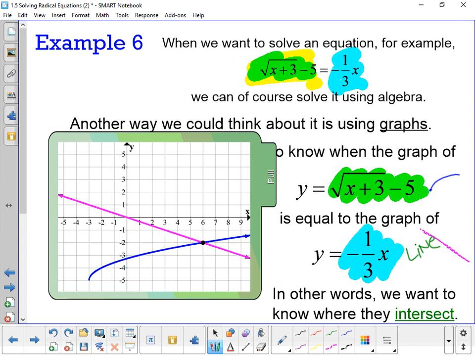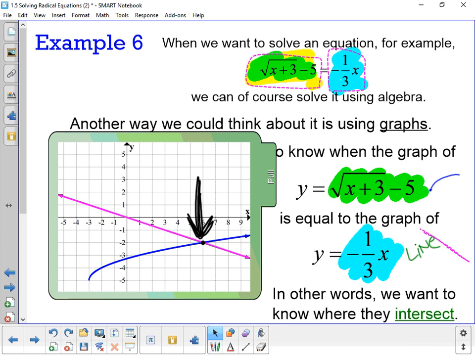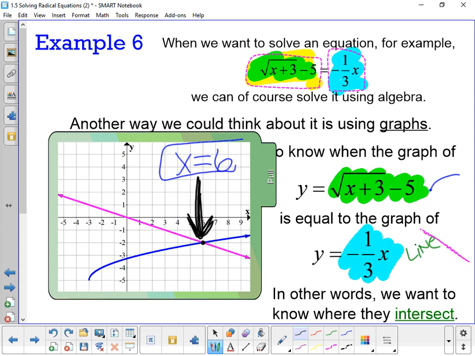And if we're trying to find out where the square root is equal to the line, what we're talking about is this point where they cross. So you're looking for an intersection point. Again, this is just another way of thinking about the equation. Our original equation, we wanted to solve for x. So if you look at the graph, the x value where they intersect is the x value 6. So the solution to the equation is 6.